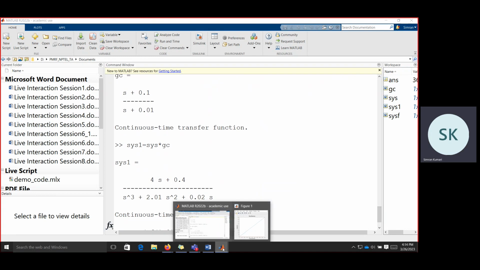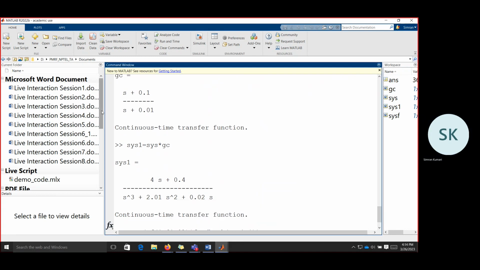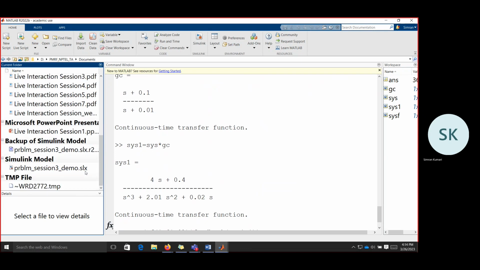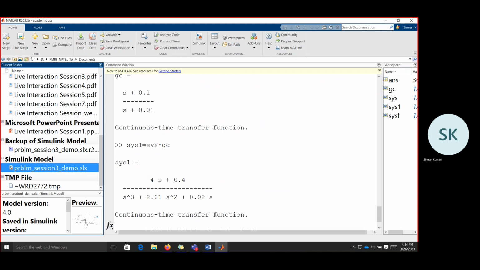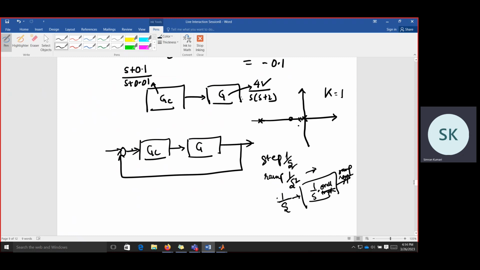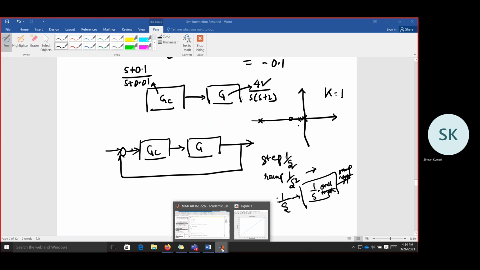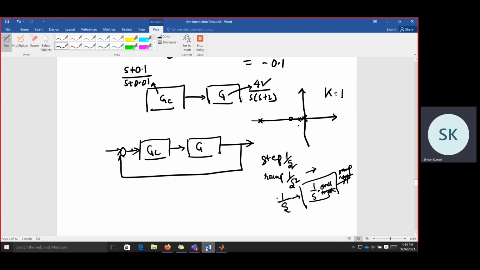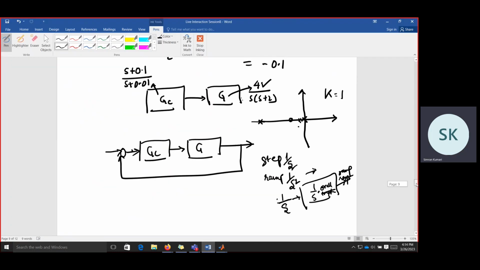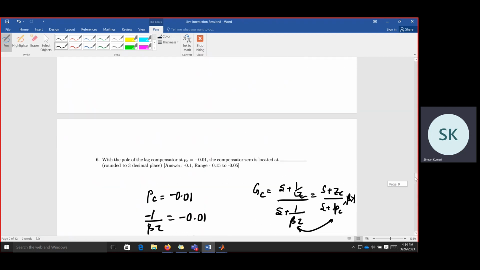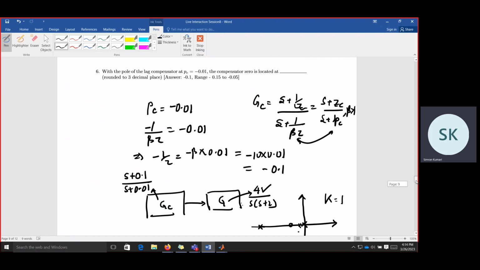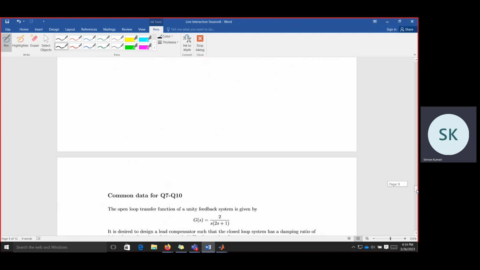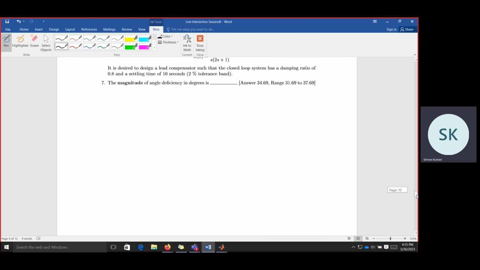Since I have some errors, I will go through Simulink then. It will be easy also. Okay, let it open. Then we'll proceed to the next question, and then again we'll come back to this and we'll see how the response is changing. Basically, the steady state error is decreasing for this compensated system. This we know by theory, but we'll see in simulation also.